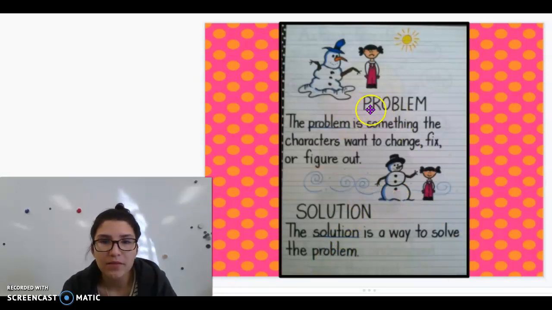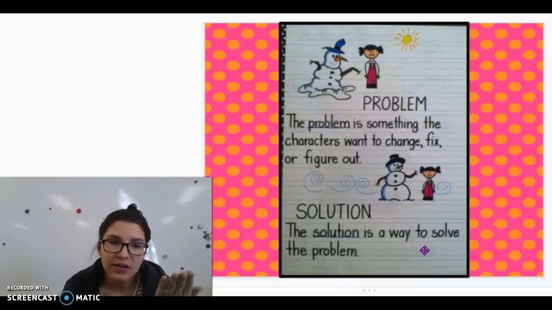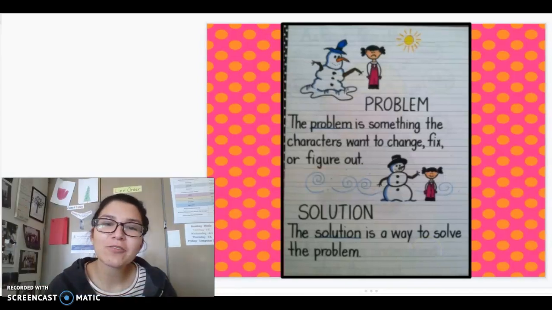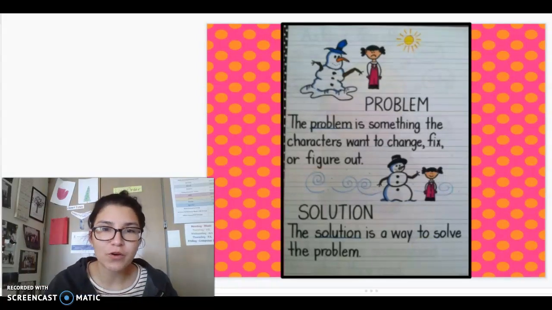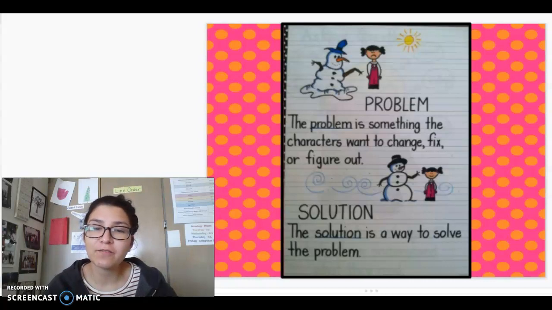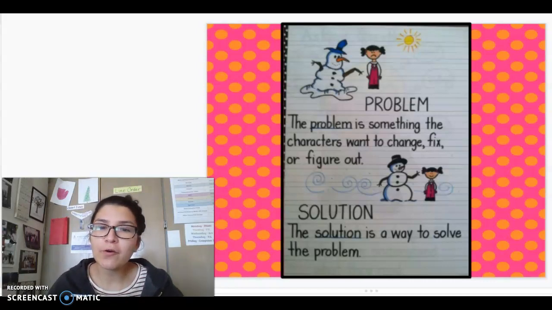So your problem is something that's going wrong, and the solution is how you can fix that, okay? All right, that was my little review of problem and solution. So once more, the problem is something the characters want to fix, change, or figure out, and the solution is a way to solve the problem.